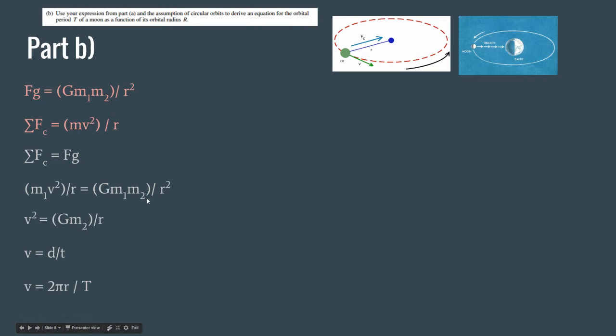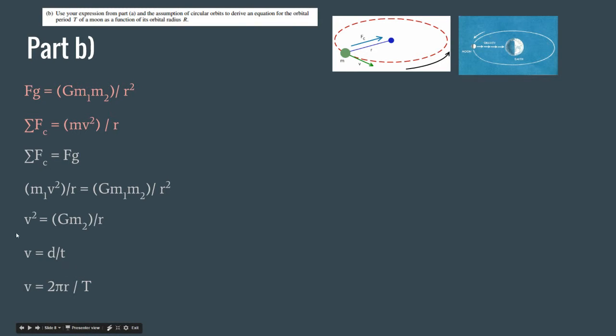Okay, so doing a little bit of algebra, these r's are going to cancel with each other on both sides, and the m1s, which is the mass of the moon, are going to cancel with each other on both sides, which leaves us, after solving this equation for v squared, because that's what we're going to need for the period, we get v squared equals g times m2 over r. And remember that, because it'll be important in a minute.